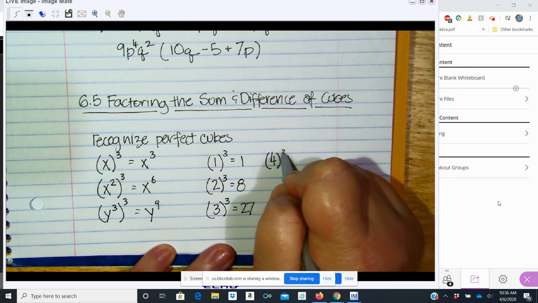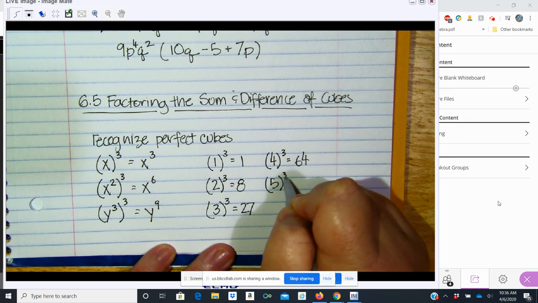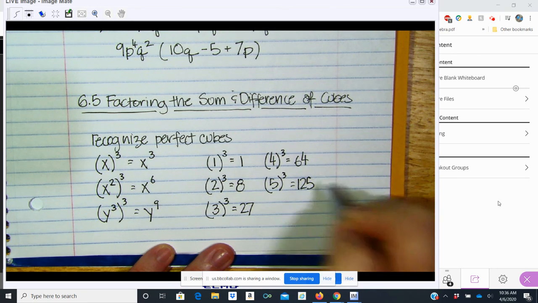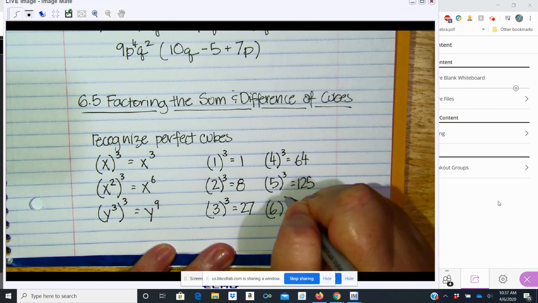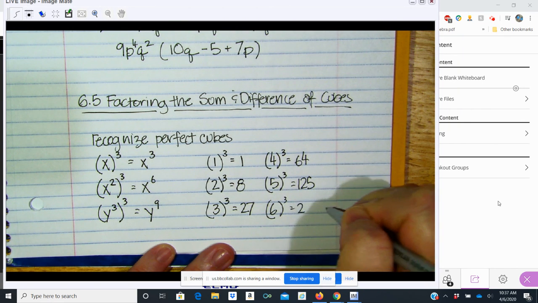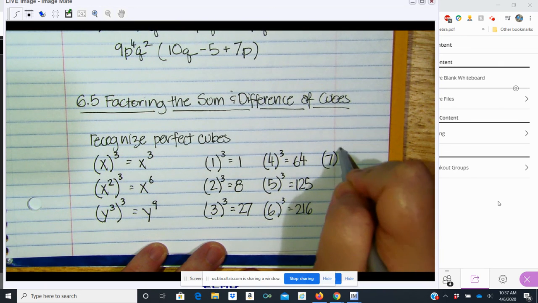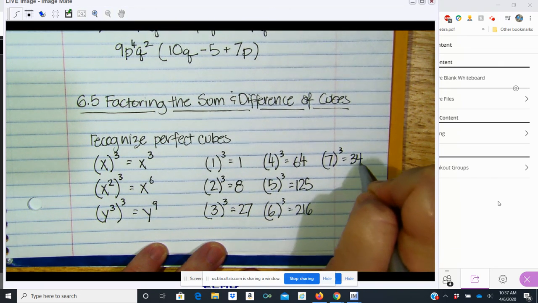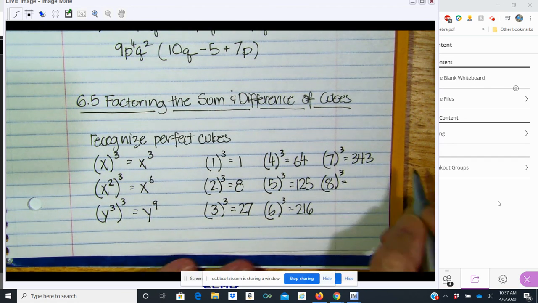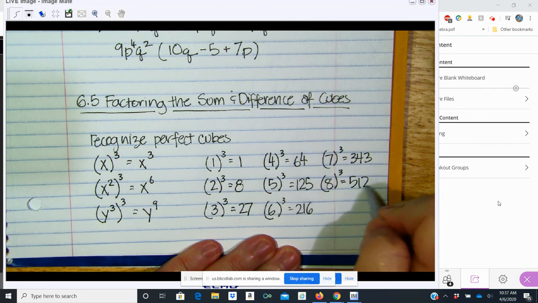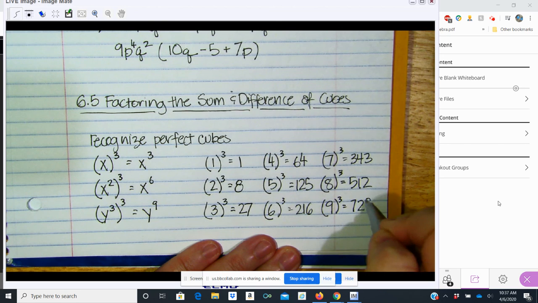4 to the third power is 64. 5 to the third power is 125. 6 to the third power is 216. 7 to the third power is 343. 8 to the third power is 512. 9 to the third power is 729.